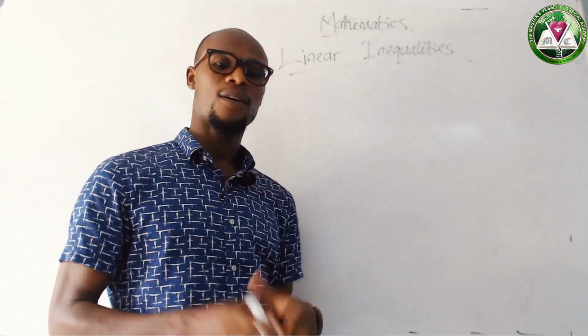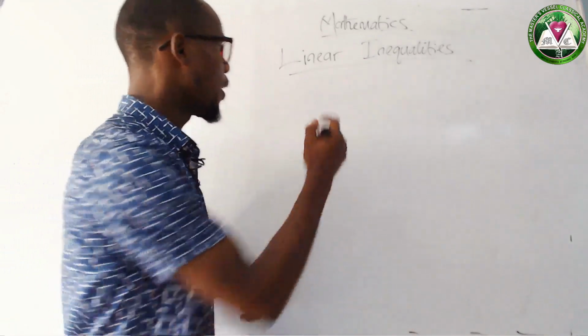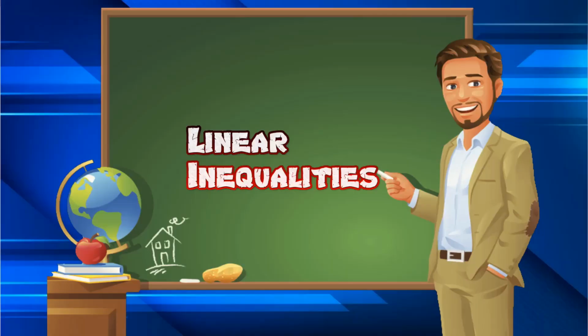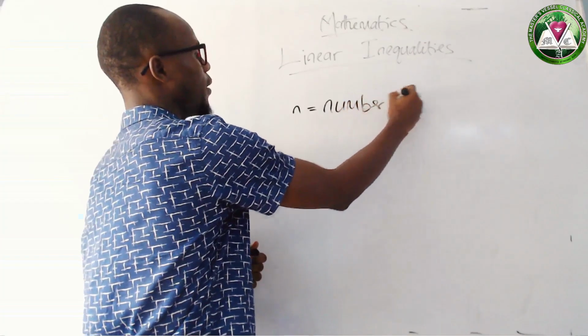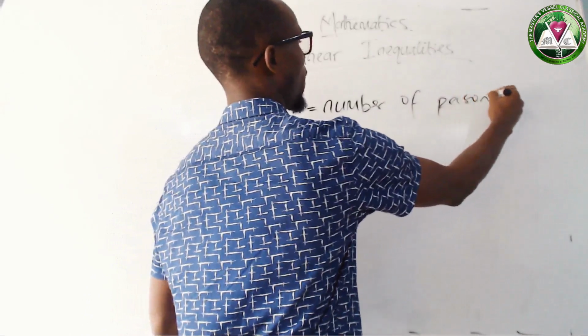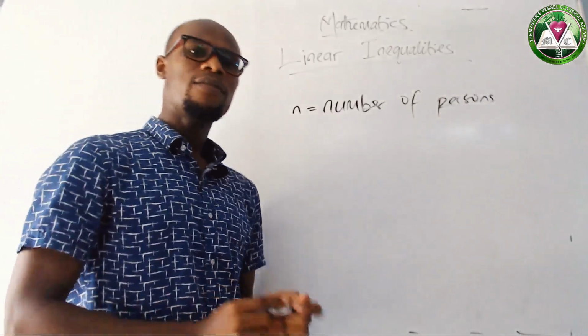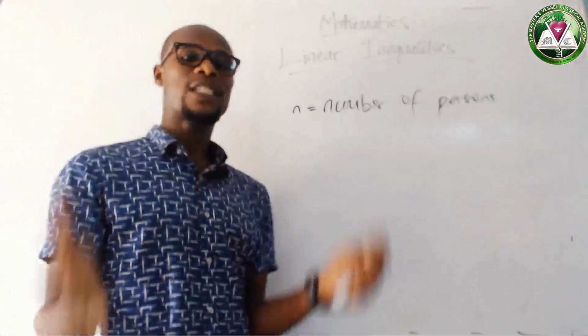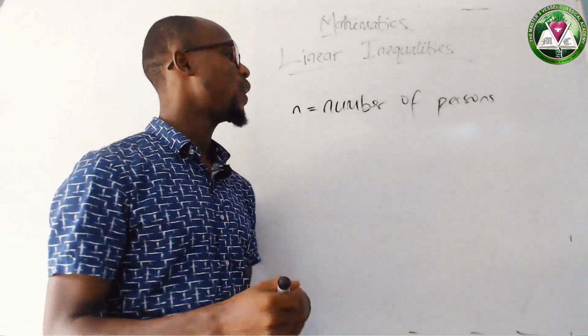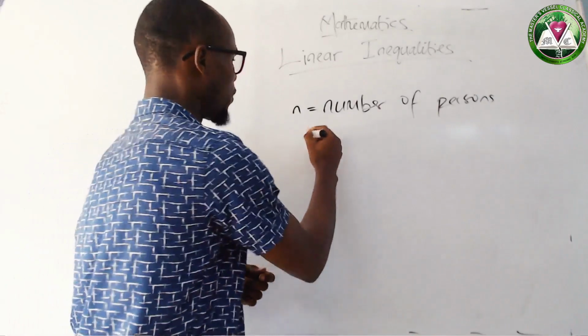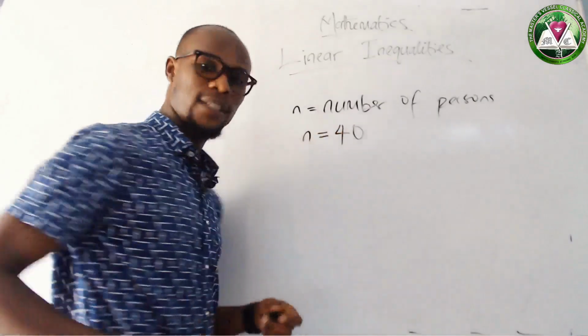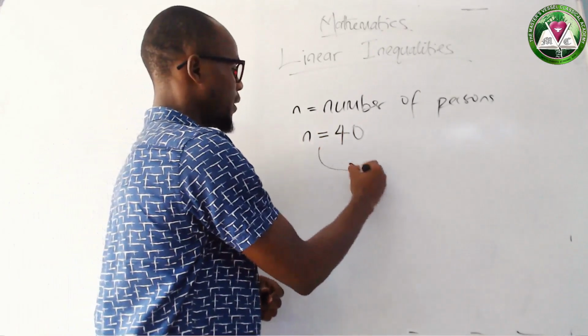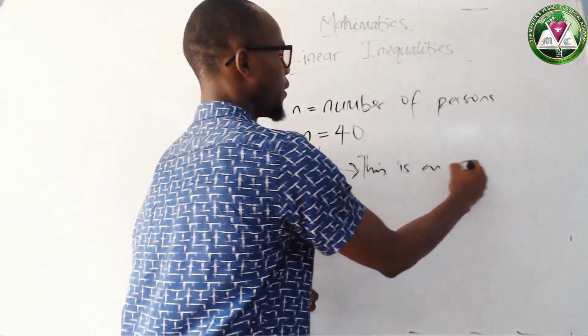Today we'll be looking at a new topic, linear inequalities. Let's consider a class that has n number of people in it, where n is the number of persons in the class. If there are exactly 40 persons in that class, n will be equal to 40. Now, this is an equation.